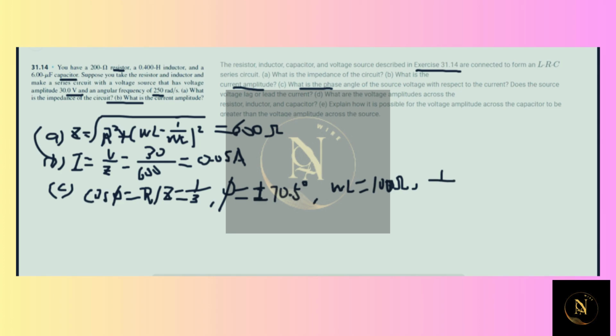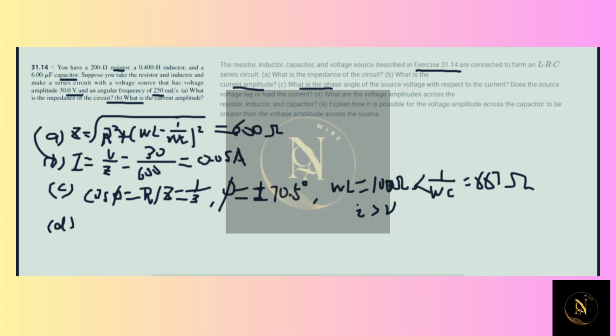The reactance of the capacitor is 1 over omega C, which equals 667 ohms. So apparently, the reactance of the capacitor is greater than the reactance of the inductor. In that case, the current leads the voltage. Equivalently, the voltage lags the current in this case.